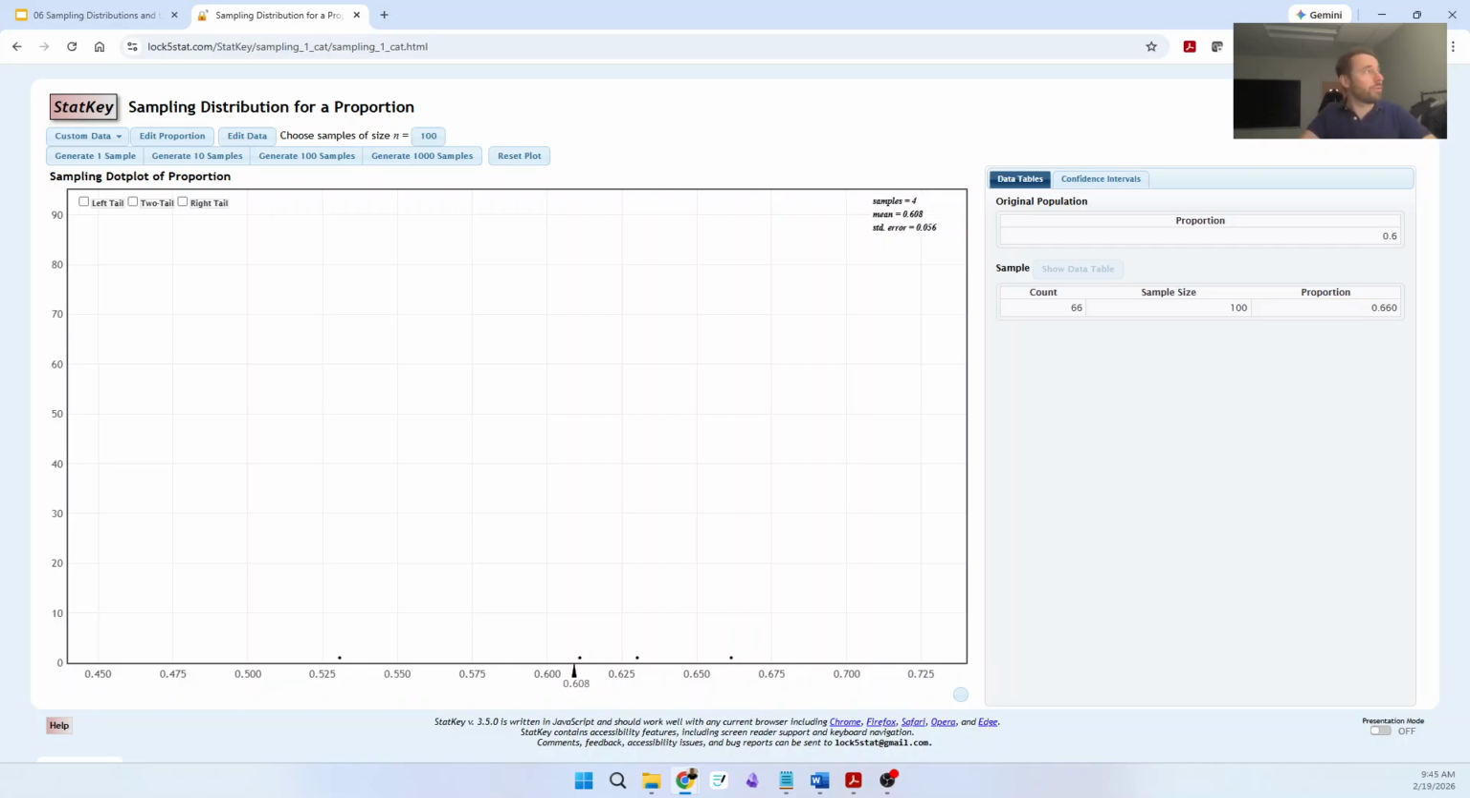Let me quickly draw a few more. So I currently have 4. Let's get up to 5, 6, 7, 8, 9, 10. And now notice I can generate many samples at once. This button says I can generate 10 samples. So I'm going to click that, and I currently have 10 samples. So let me go up to 20, 30, 40, 50, 60, 70, 80, 90, 100. Okay, I've now generated 100 samples.